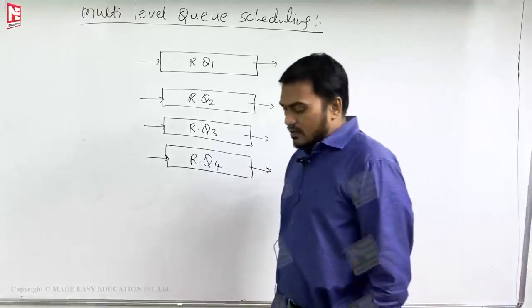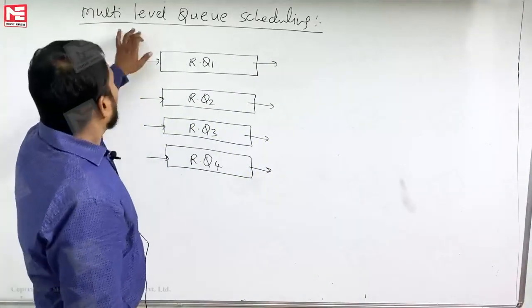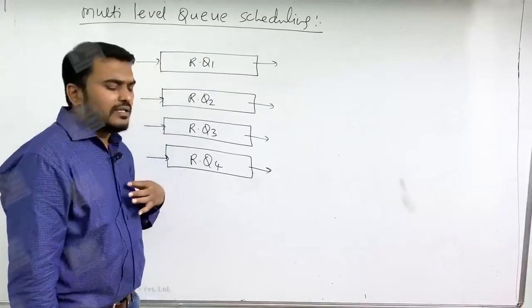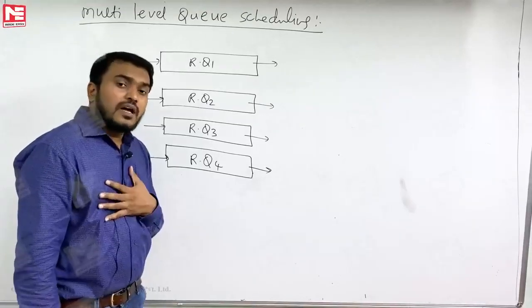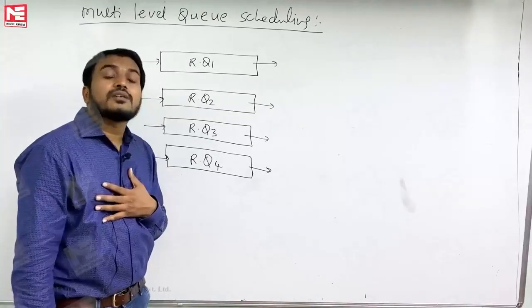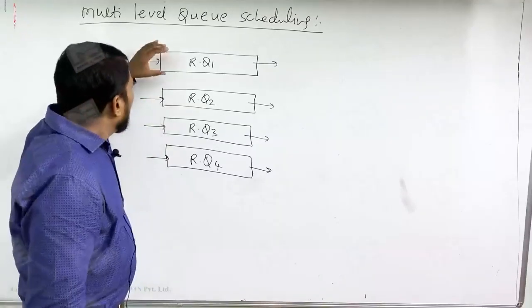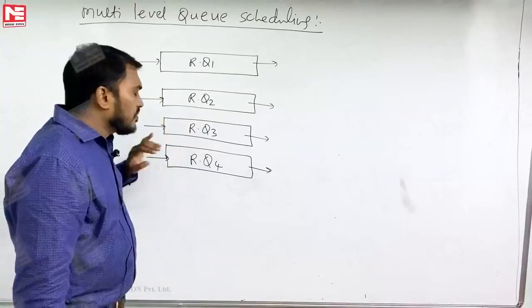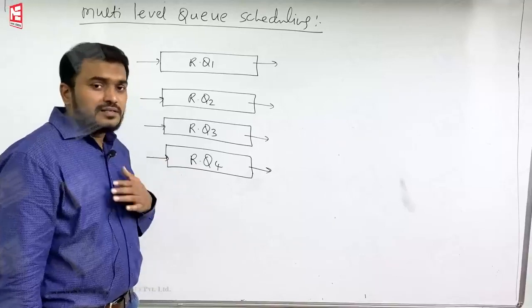Okay, so I think you guys copied. Now understand here, multi-level queue scheduling algorithm. 2-3 important points will come up in this. In the multi-level queue scheduling, we are going to have multiple ready queues, like ready queue 1, ready queue 2, ready queue 3 and ready queue 4. See, ready queue is nothing but what? Ready state only, multiple ready states.